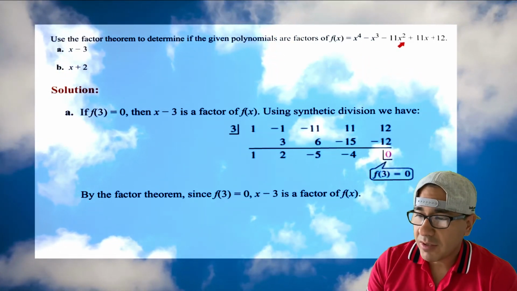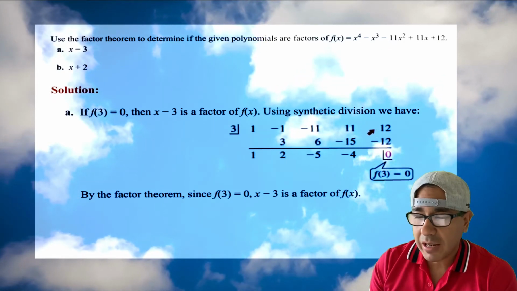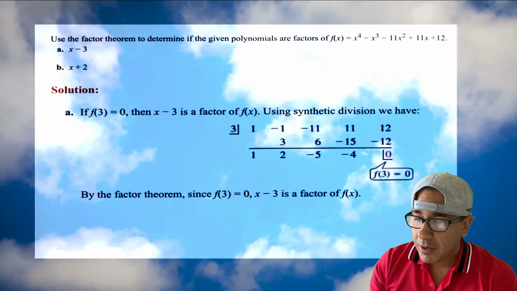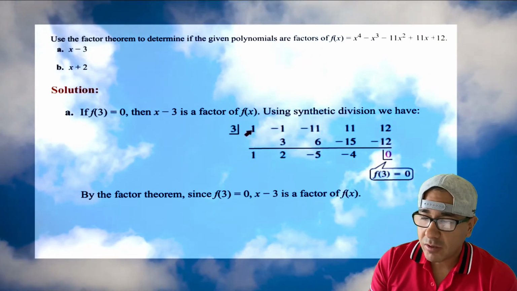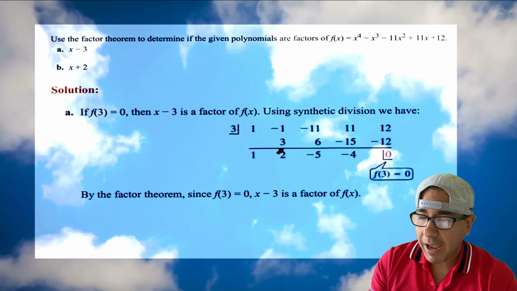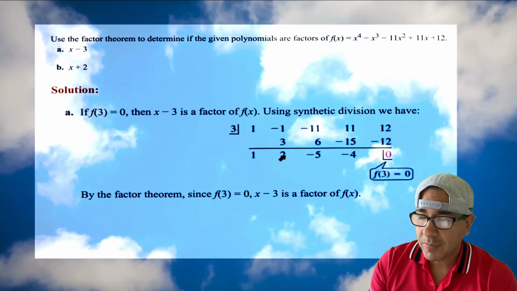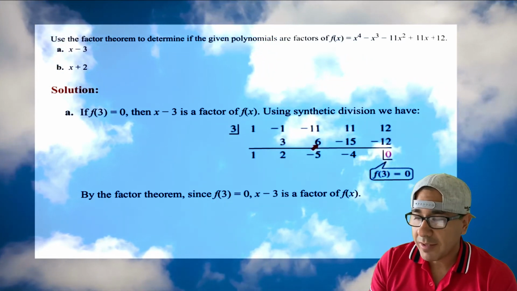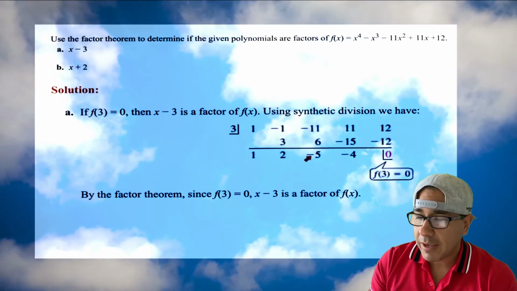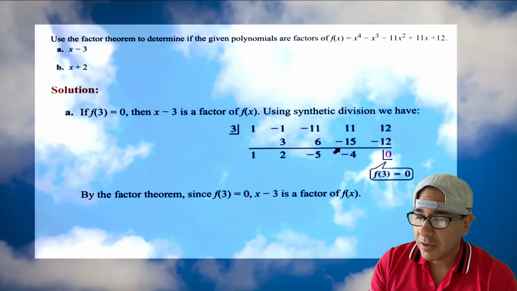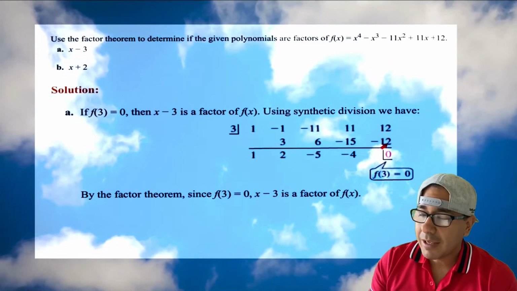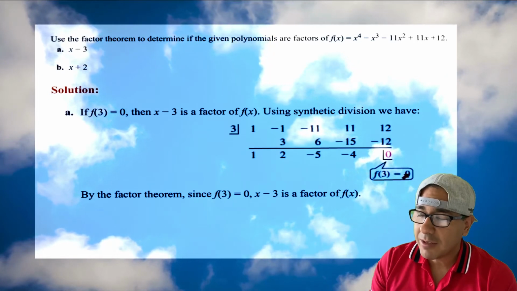Notice all we did was list the coefficients, just like we did in our synthetic division video, which is linked down below. So here are our coefficients. The 1, we drop it down. We multiply, you get 3. You add these, you get 2. You multiply, you get 6. You add these, you get -5. You multiply these, you get -15. You add them, you get -4. You multiply, you get -12. You add them, and you get 0.